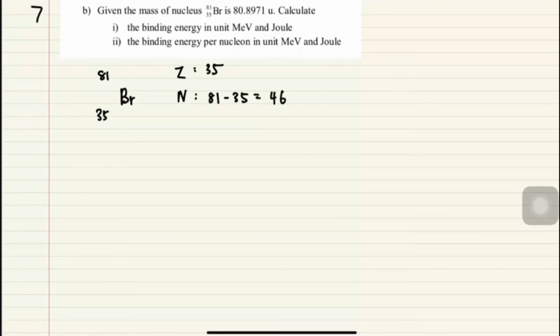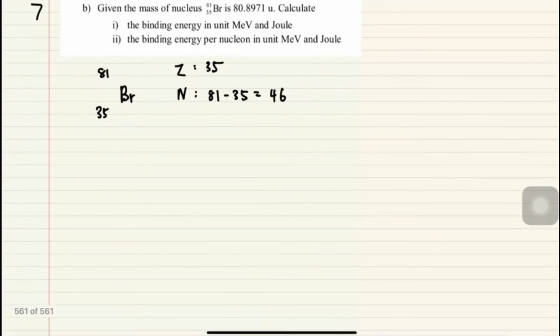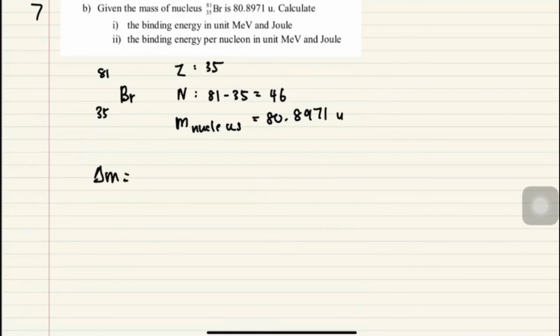Very good. Okay. You can straight away use the formula of E binding, but I suggest for you guys to calculate separately. So delta M, okay, bagi satu setutukan, kata mass nucleus is 80.971. Okay. The unit is in U. So kalau kamu nak kira delta M tu kamu pakai apa? U ke kg? U. U. Okay, good. Very good.